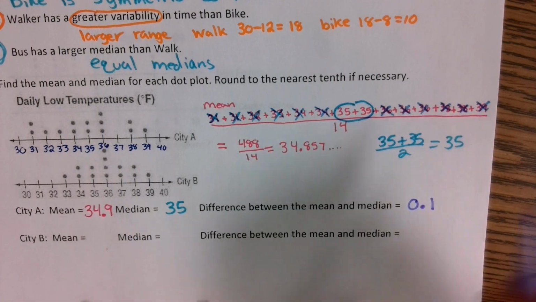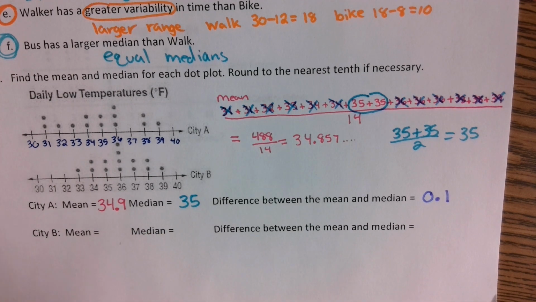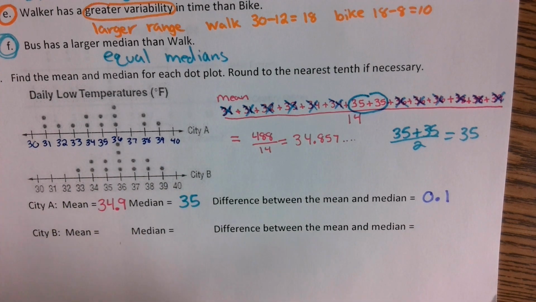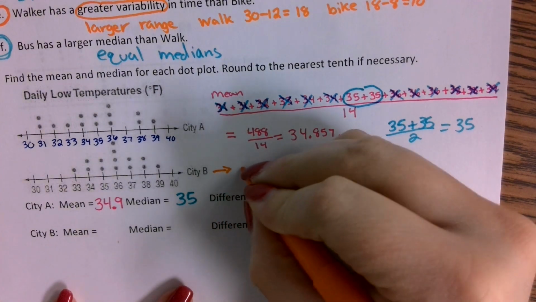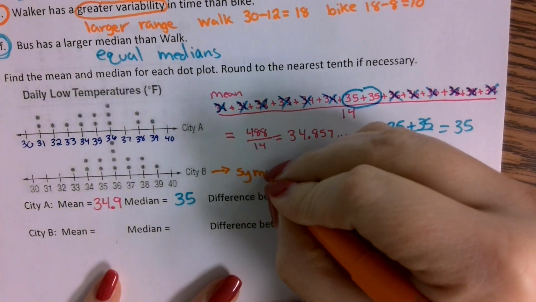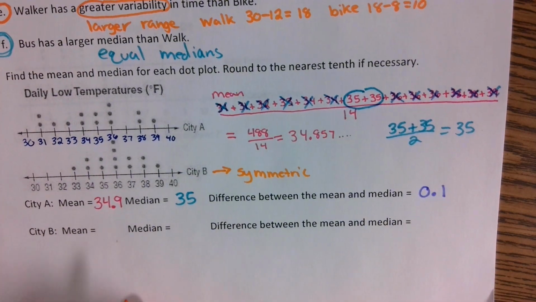Okay, now the reason I said to only do city A is because city B is a little bit easier. Because what do we notice about city B? It's symmetric. So do I have to sit there and add every number together? No. The fact that this is symmetric, city B has equal means and medians. So I only have to find the median. I just have to find the middle number.